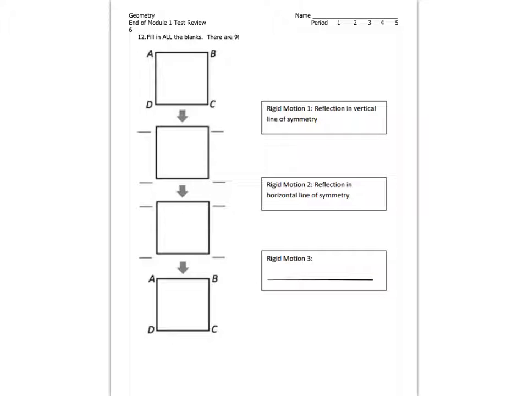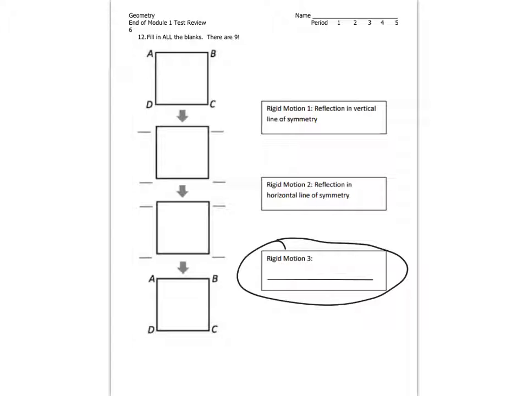Okay, last question, number 12 says fill in all the blanks. There are 9. So there's 8 over here, and then there's this one right here. So we need to remember to do that last one. Alright, so what we're doing for this one is we're trying to figure out where the different vertices of this shape are going when we do all these different rigid motions.